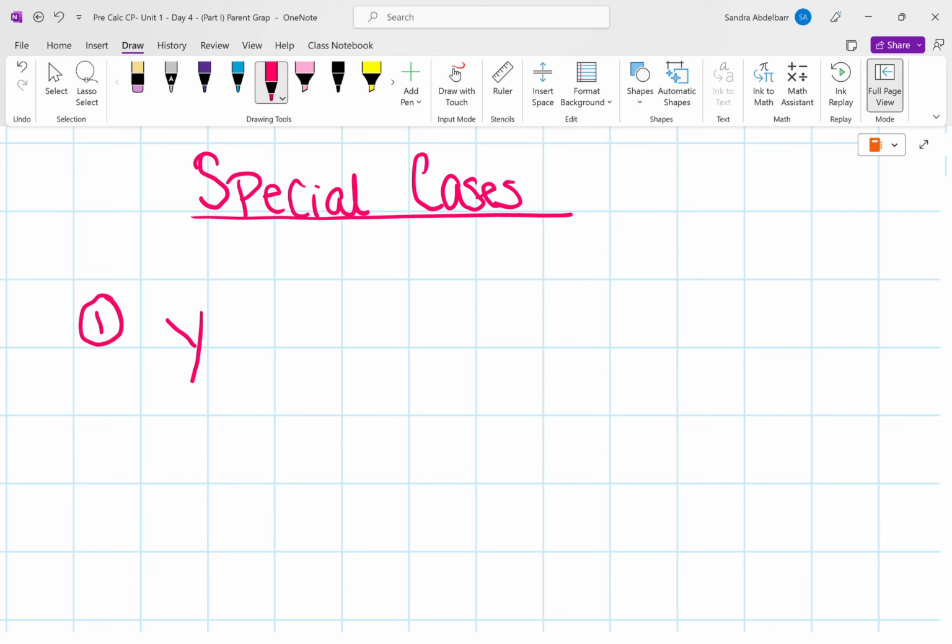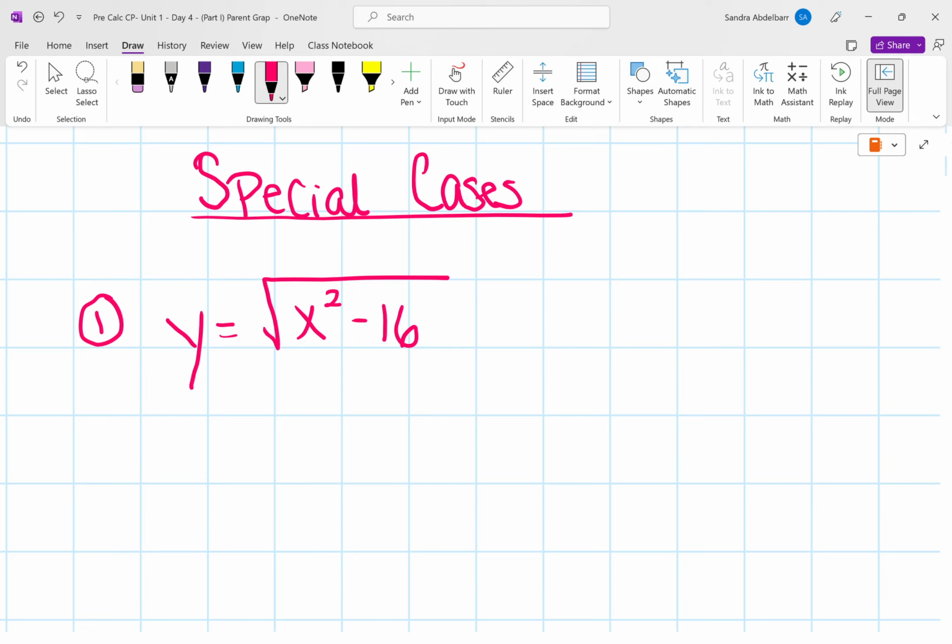Alright, so our first special case is something that looks like this. Y equals the square root of x squared minus 16. Okay, let's talk about this. Based on all your parent graphs, what are we thinking about this one? Matt? Shooting star. Shooting star, exactly. So this is definitely a shooting star.